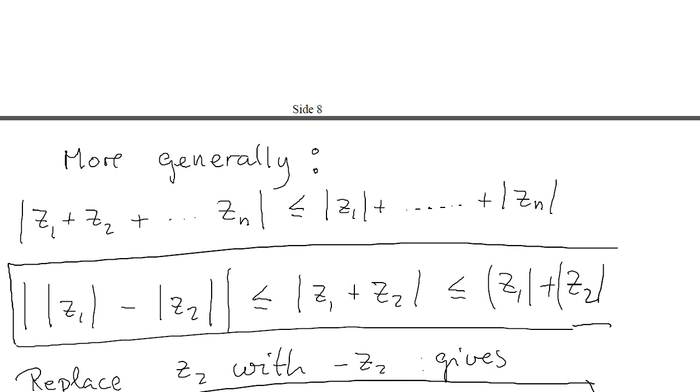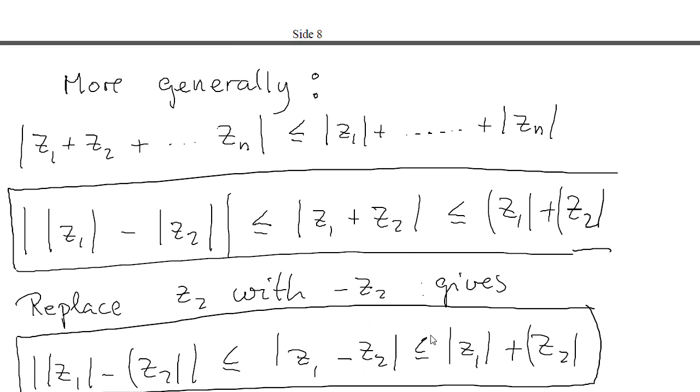Another, reversed triangle inequality is like this. The absolute value of the first, or let's call it z1, the absolute value of z1 minus the absolute value of z2. This absolute value is always less than or equal to the absolute value of the sum of these two complex numbers. And the second part of this inequality we have written here is just the triangle inequality.